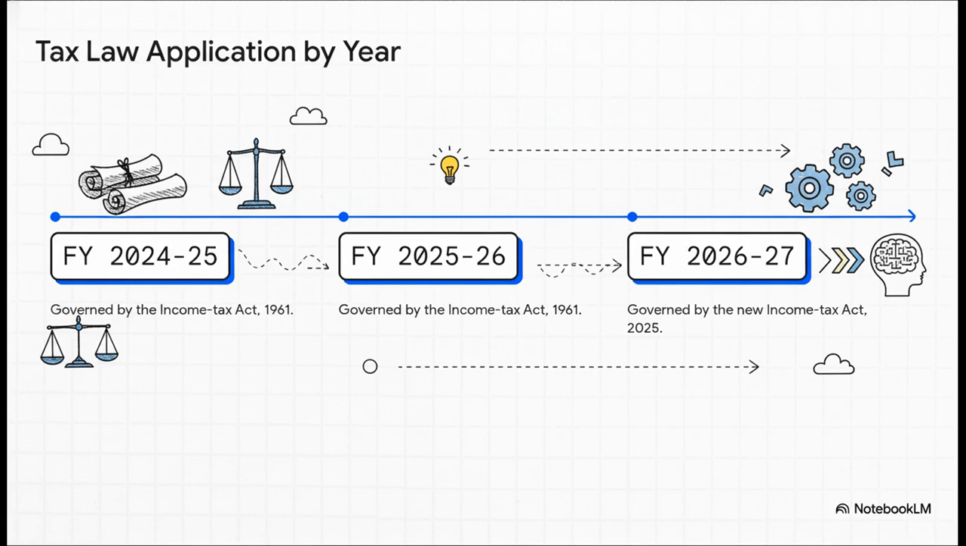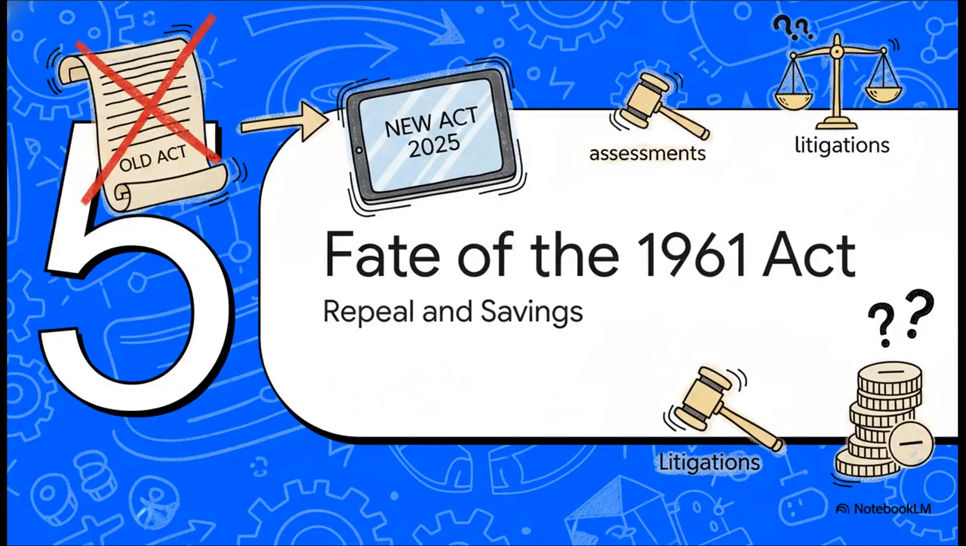Let's walk through it. The income you earn in the financial year 2025-26, the one you file returns for in assessment year 2026-27, is still under the old 1961 Act. The new 2025 Act only applies for the first time to the income you earn from April 1st, 2026 onwards. That's financial year 2026-27.